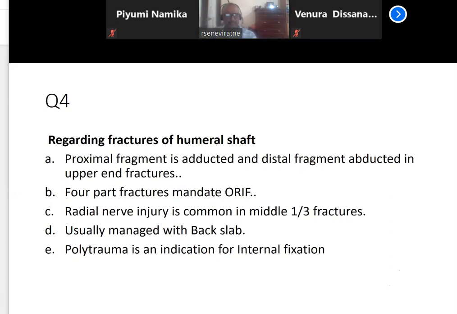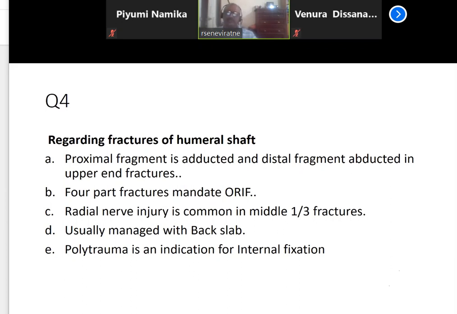Radial nerve injury is common in middle 1/3 fractures. False. It's actually lower 1/3 that is most common. It's called Holstein Lewis. Is this called Holstein Lewis? It says middle 1/3. No, sir, distal 1/3. That's right. Usually managed with back slab. False. U slab. You have seen me doing it with a U slab.